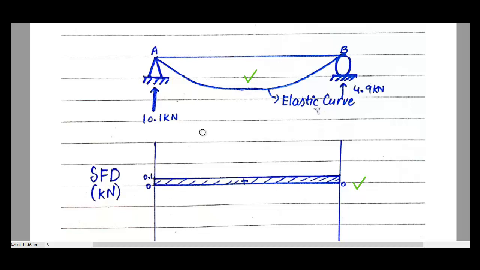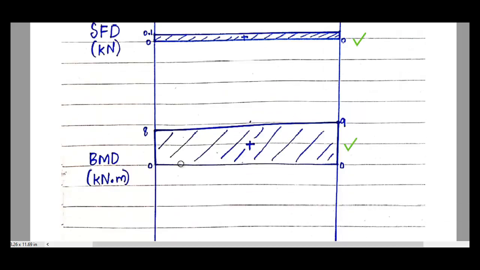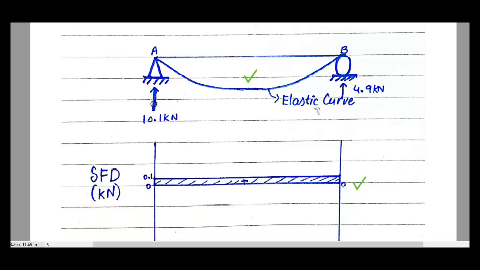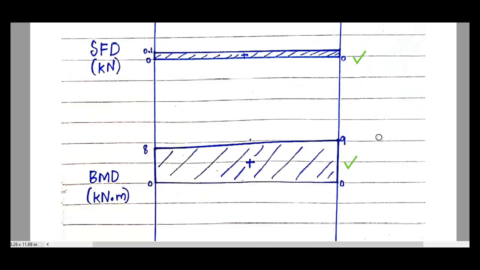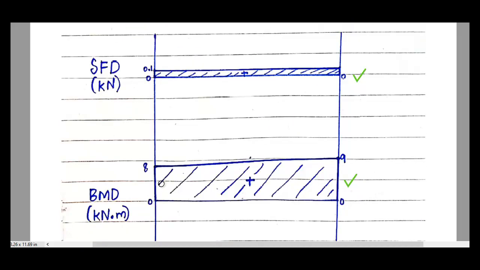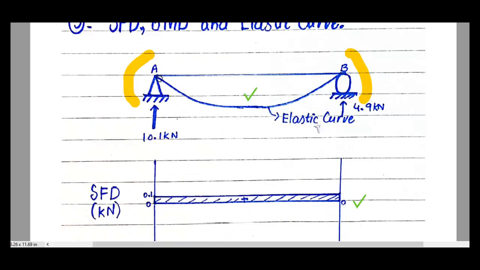Shear force will be constant. There is no load present in between. And bending moment diagram will also be constant because there is one couple acting here and one couple acting here. Those couples are not marked here. So both these diagrams seem okay to me. And in the elastic curve, the entire beam's bending moment diagram is positive, so the elastic curve should be sagging, so this is also fine.